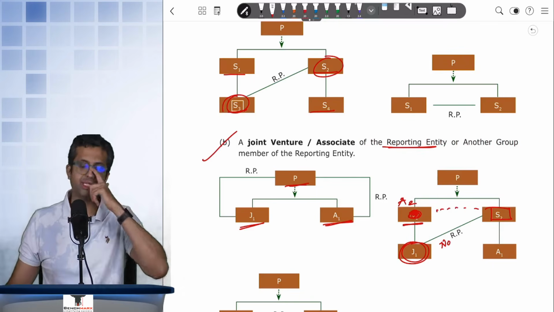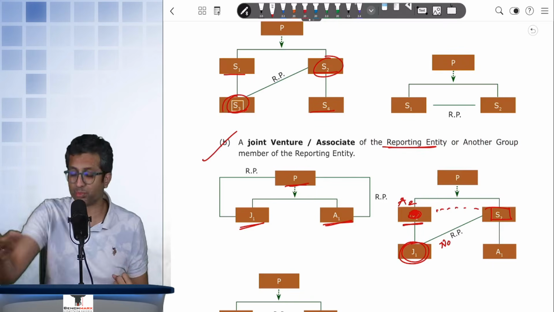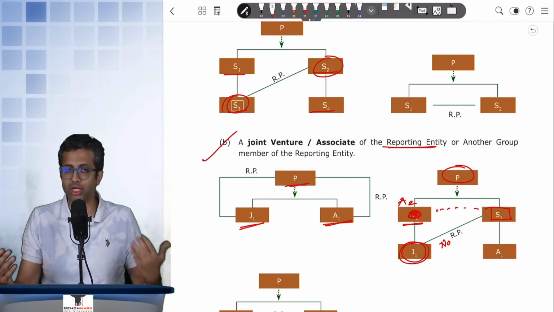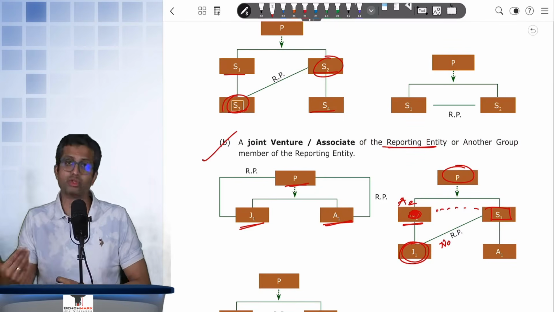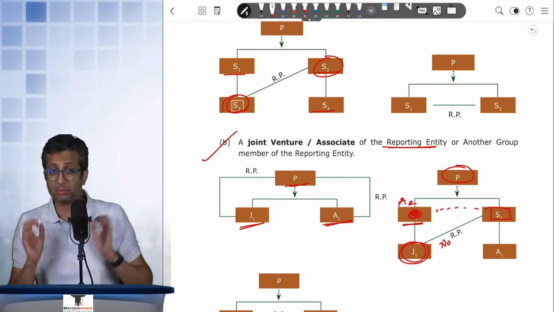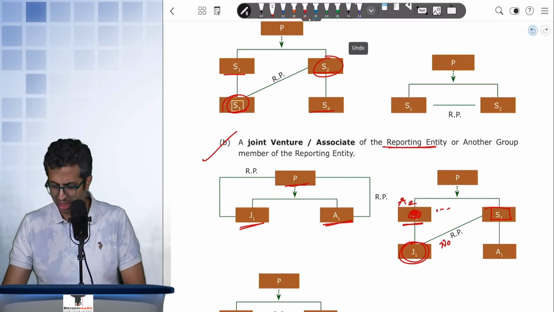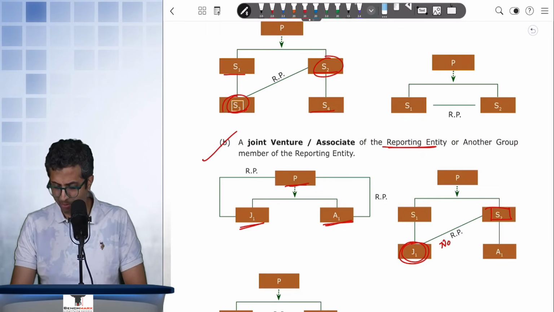But why is A2 related? Well, it is an associate of a group member. It is an associate of P. However, J1 is not related because it is a joint venture of A2 and A2 is not my group member. So one needs to remember this when you are preparing this. You might say that, well, we can kind of make this as an entire box.